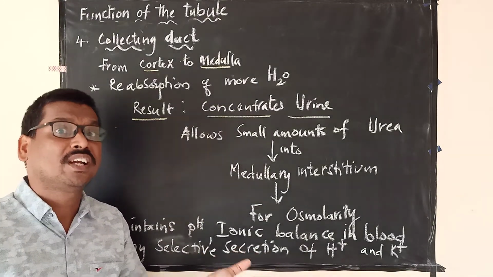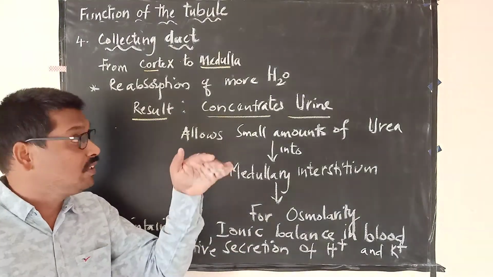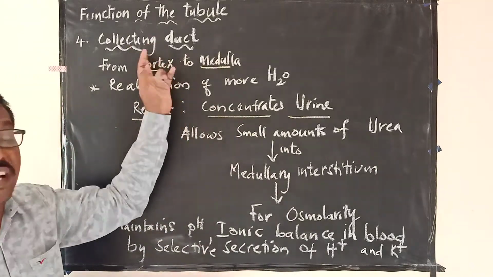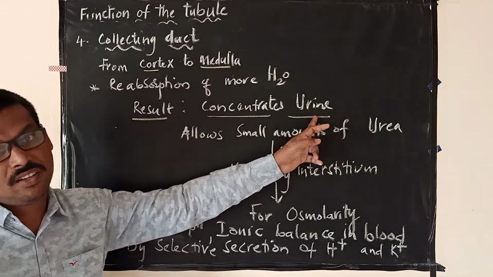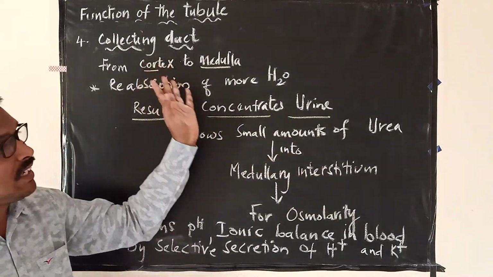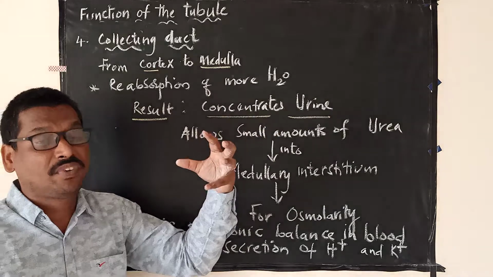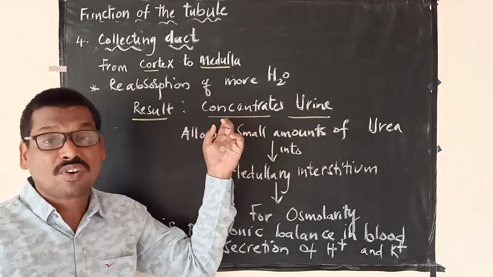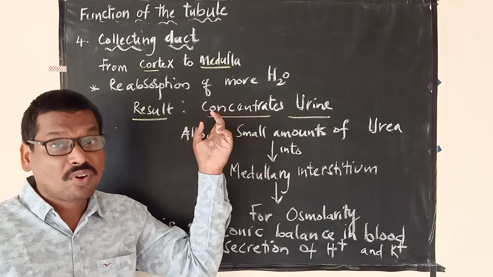What happened to that water? It is reabsorbed back. Till the previous part we are calling it the filtrate. Once it enters into the collecting duct, we are using the word urine. So what is reabsorbed from the collecting duct, the remaining part of that filtrate, will be called urine. This urine is more concentrated.